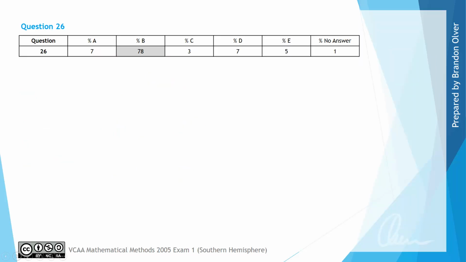And from the examiner's report, we can see that 78% of students, so nearly 80%, got this question correct. So it was quite well done in this exam.